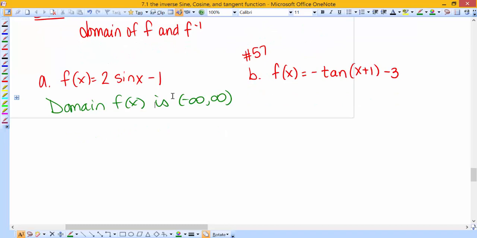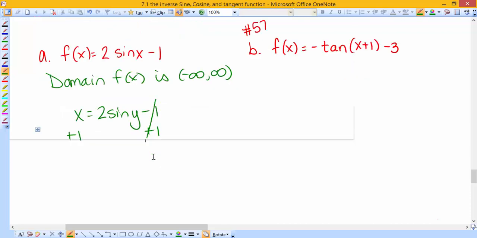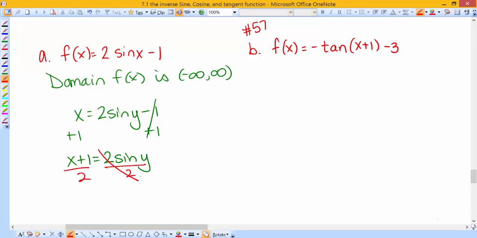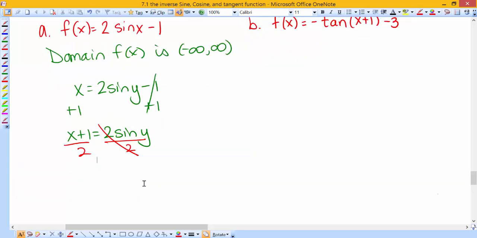So inverse. To find the inverse, we switch x and y. So x equals 2 sine of y minus 1. Now we want to solve for y. So my first step is going to be to add 1. So it cancels here. I can move the 1 because it is not in parentheses. It is being subtracted from the sine of x, not x. So now I have x plus 1 equals 2 times the sine of y. And then I can divide by 2 because 2 is being multiplied to the sine of y.